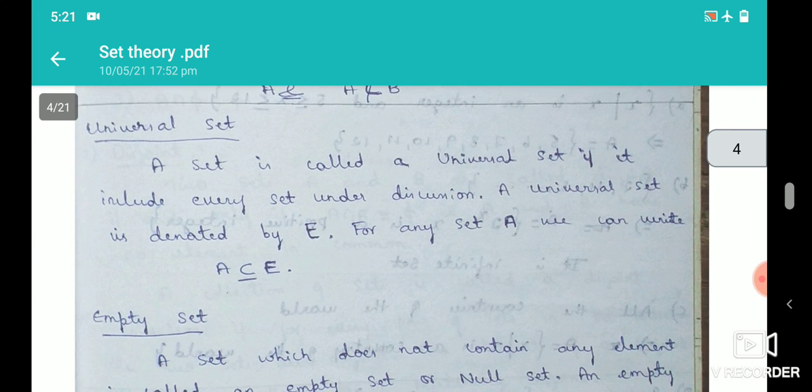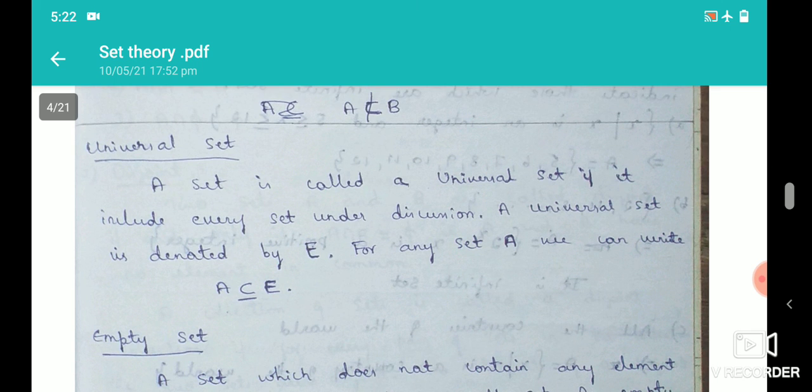Next, universal set, a familiar term for you. A set is called the universal set if it includes every set under discussion. A universal set is denoted by E. For any set A, we can write A is a subset of E. For example, Mangalore University will be called a universal set for colleges, because it includes all the students of all the colleges, right? So we all are members of that universal set, that is, the university.